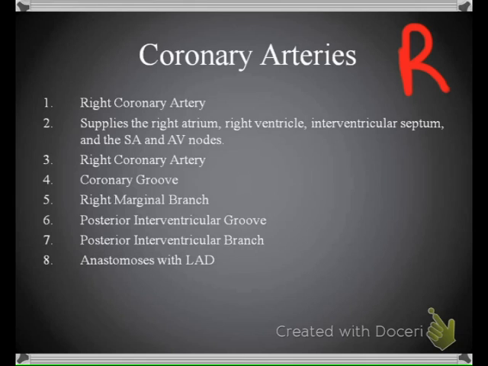If we begin with the right coronary artery, we see that we have the coronary groove, the right marginal branch, posterior interventricular groove, posterior interventricular branch, and then an anastomosis with the LAD. And so that's kind of a lot to keep straight, and hopefully we can demonstrate this better in the coming slides.